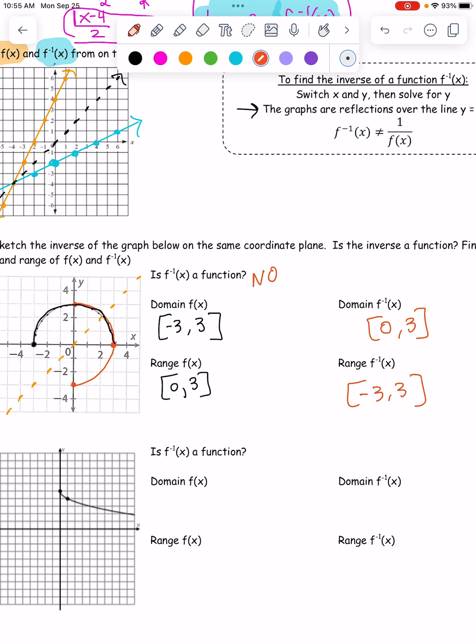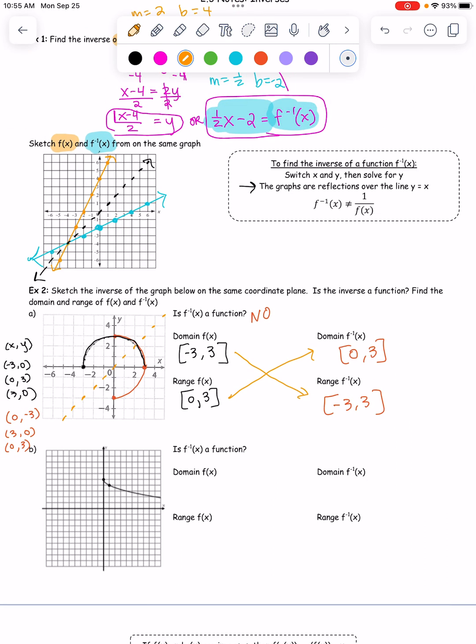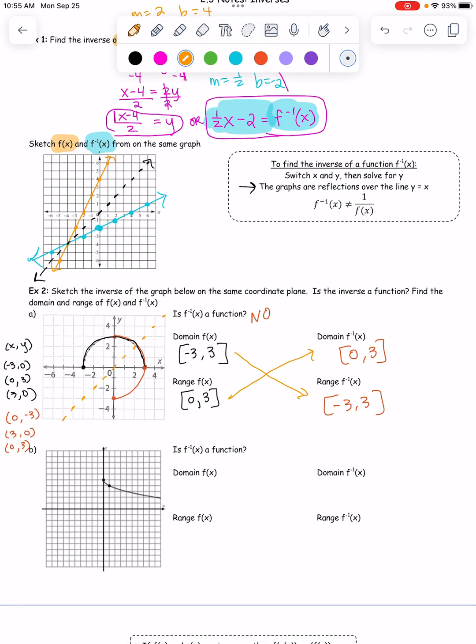You should notice that the domain of the original function is now the range, and the range is now the domain. That is not a coincidence. If you are switching x and y for inverses, then that means everything switches for x and y. Domain are your x values, range is your y values, so you swap those. Okay, let's do it again.